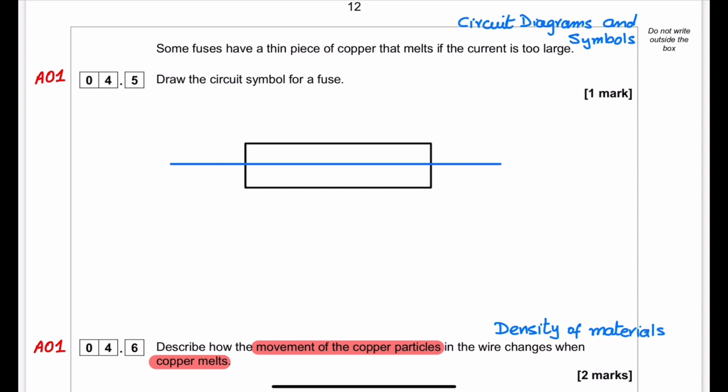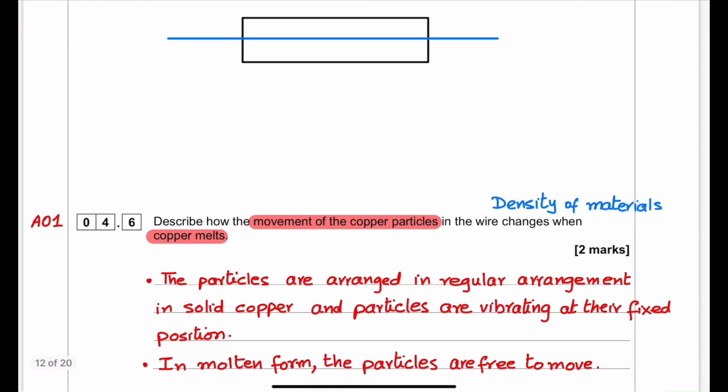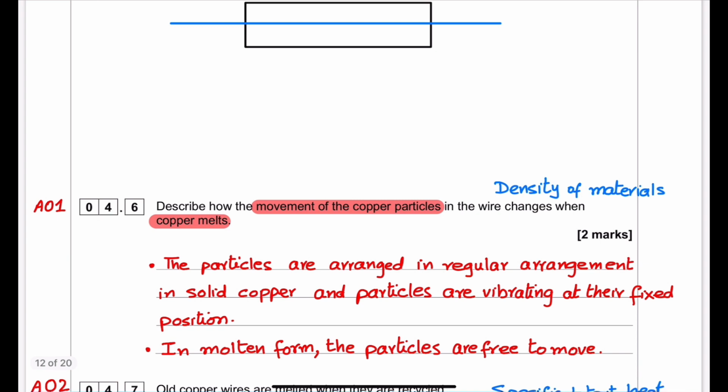So the particles are arranged in the regular arrangement in solid copper, and the particles are vibrating at their fixed position. But on melting, the particles will get free and they start moving in the molten copper. Let's see the model answer. The particles are arranged in regular arrangement in the solid copper, and the particles are vibrating at their fixed position in the solid copper. But in molten form, the particles are free to move.